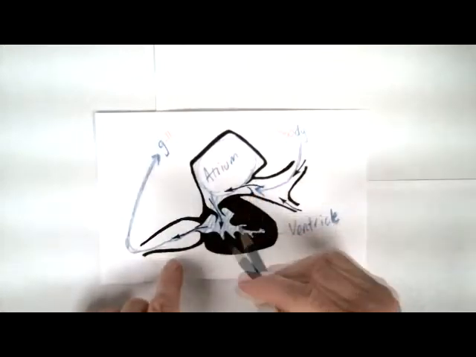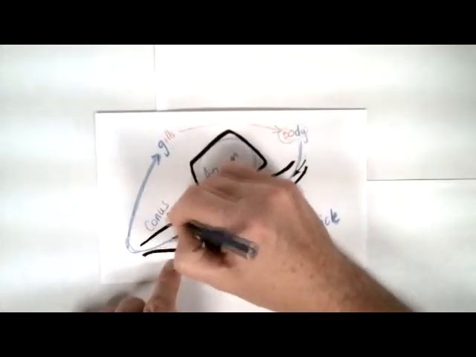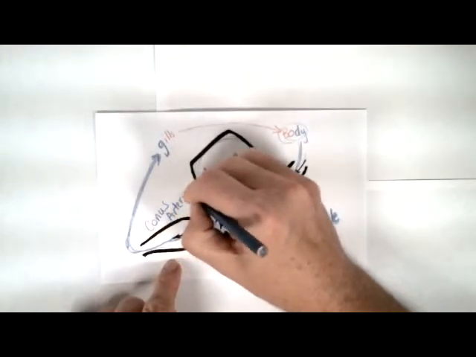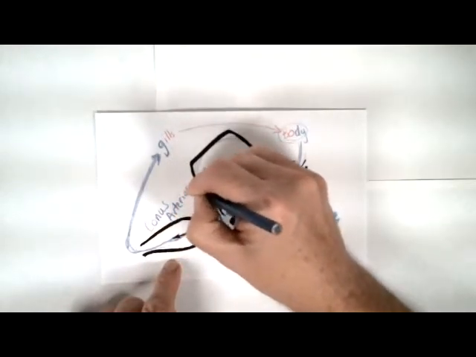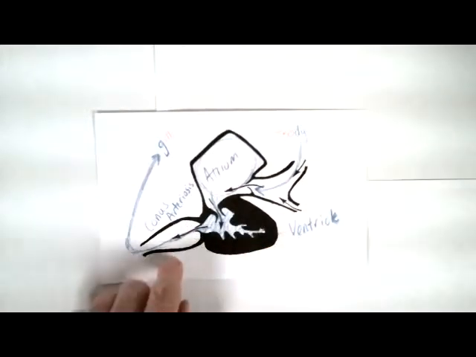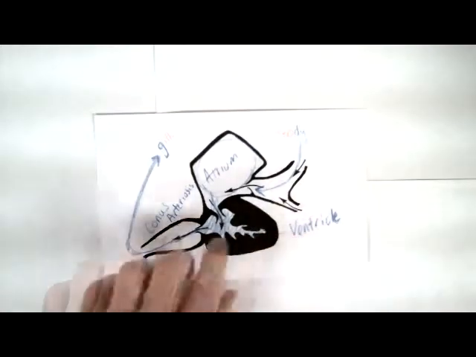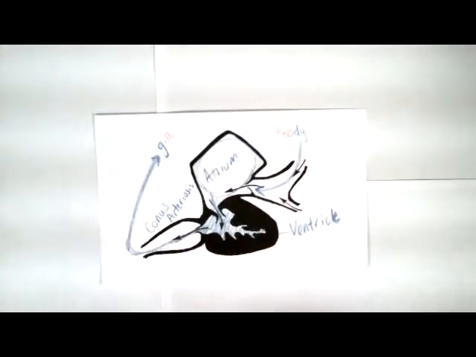Now, this artery here has a name, and you need to know this name. It's called the conus arteriosus. Its whole function is to reduce the amount of stress that is being put on the vessels as the blood comes out.